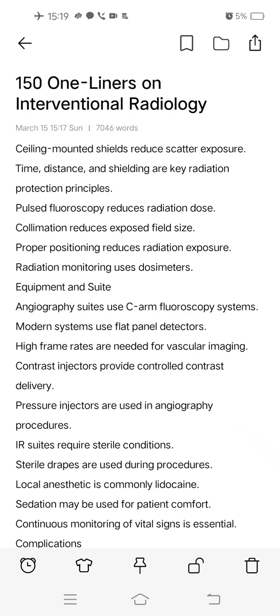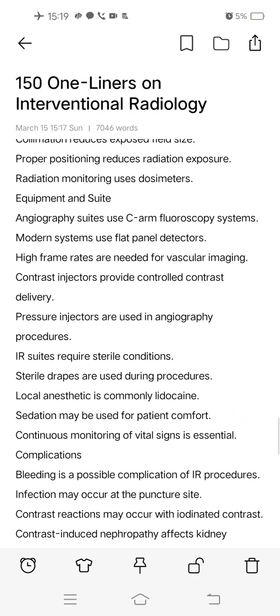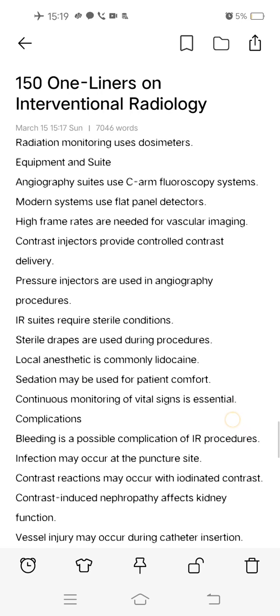Angiography suites use C-arm fluoroscopy systems. Modern systems use flat panel detectors. High frame rates are needed for vascular imaging. Contrast injectors provide controlled contrast delivery. Pressure injectors are used in angiography procedures. IR suites require sterile conditions.